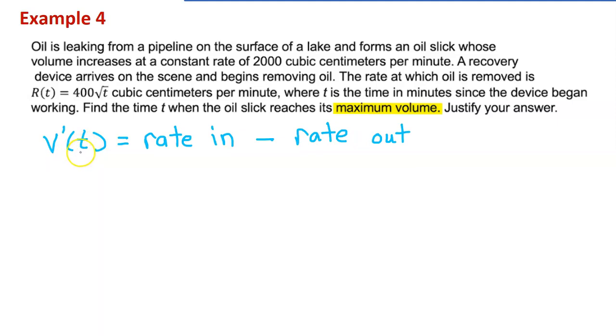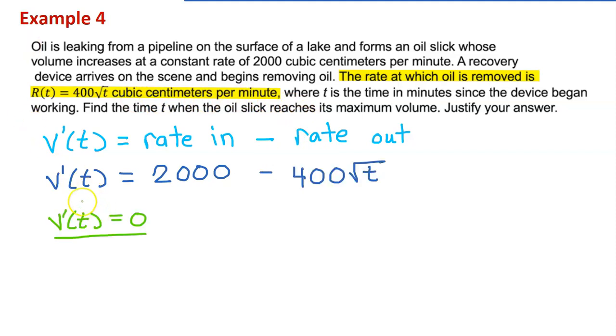The overall rate of change of the volume of this oil slick is going to equal the rate in minus the rate out. Before the recovery device arrived on the scene, the volume of the oil slick increases at a constant rate of 2,000 cubic centimeters per minute, so that is the rate in. The device removes oil at a rate of 400 radical t cubic centimeters per minute, so that is the rate out. So this is the equation for the overall rate of change of the volume of this oil slick.